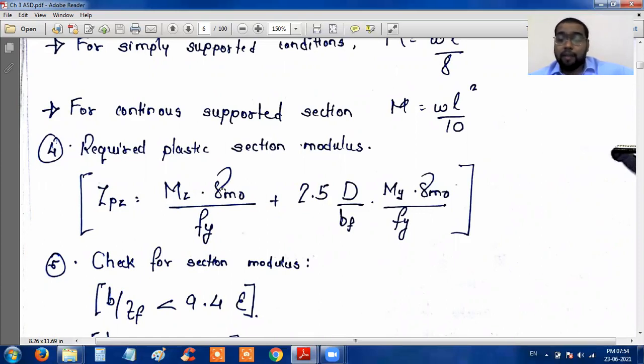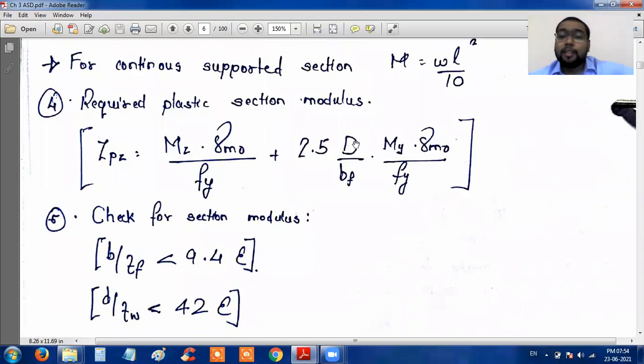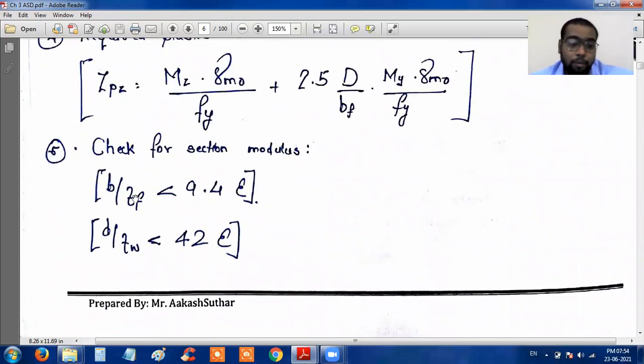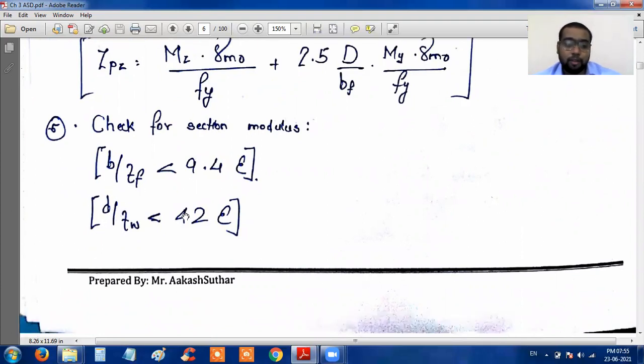Here the value of gamma m0. Gamma m0 is a partial safety factor. We will consider 1.1. Capital D is the depth of section, and BF is the width of flange. Here B upon TF, TF is the thickness of flange, and TW means the thickness of web, and D is depth of web.